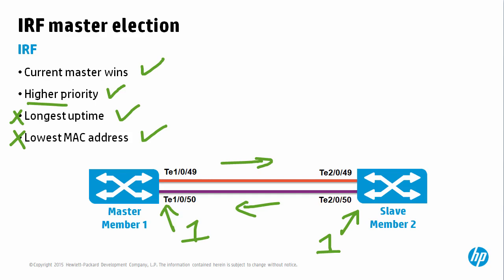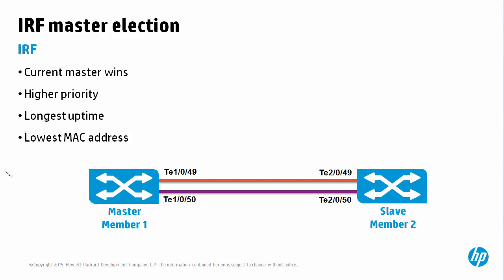Now, there's a separate video in this series that demonstrates the various options here. So you'll see an example where the current master wins, an example where the highest priority wins, an example where the longest uptime wins, and an example where the lowest MAC address wins. Once again, you want to use this criteria rather than these when creating a new IRF system. And also be aware that the current master will win.